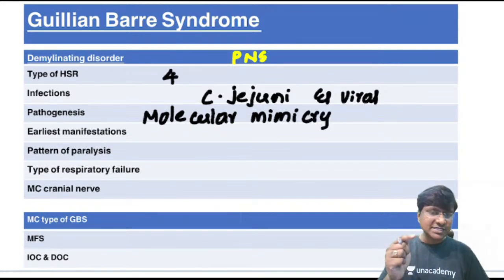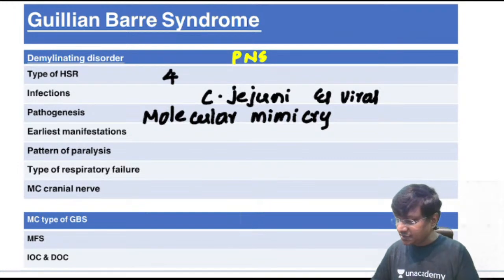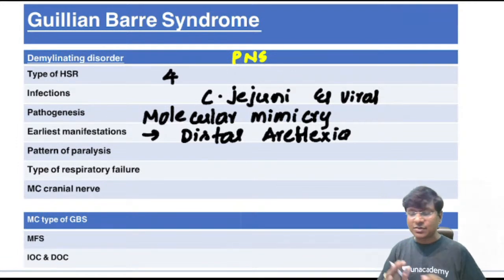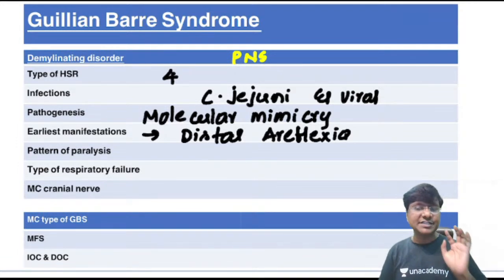Right now, what is the earliest manifestation in patients with Guillain-Barré syndrome? The earliest manifestation will be the distal areflexia. So what is that particular reflex which is being lost? That is, the ankle jerk will be lost. That will be the earliest manifestation, that is distal areflexia.